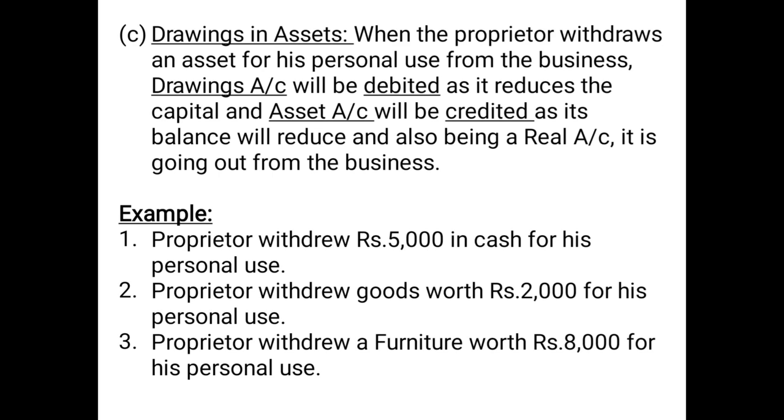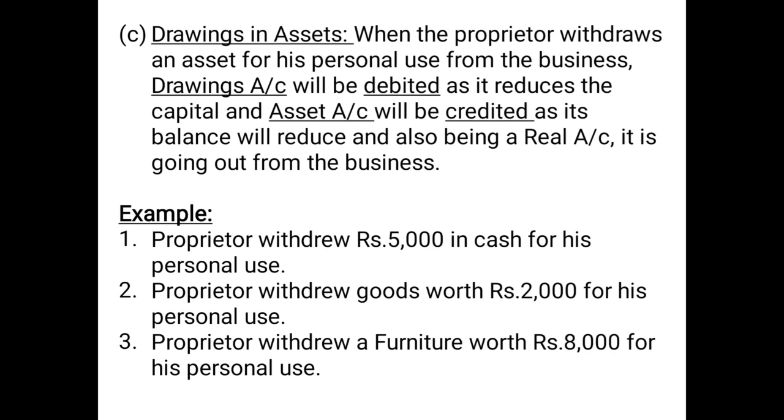So if he is withdrawing the asset for his personal use, the asset is going out and, being a real account, it will be credited. So as you can read here, when the proprietor withdraws an asset for his personal use from the business, the drawings account will be debited as it reduces the capital, and the asset account will be credited as its balance will reduce, and also being a real account, it is going out from the business. So let us discuss a few examples to make it more clear to you, children.